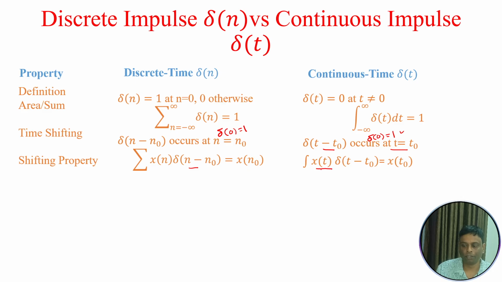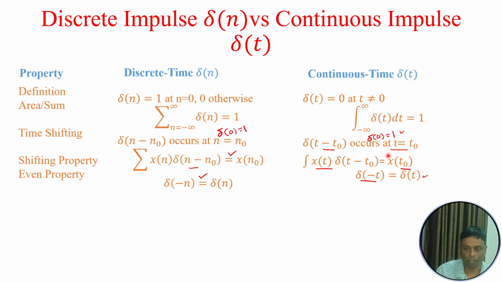So the integration of x of t, if you take a function x of t, times delta of t minus t0, will be x of t0. Similarly, this is the summation shifting property. Next is the even property: delta of n is an even signal, so delta of minus n equals delta of n. In case of continuous time, delta of minus t equals delta of t.